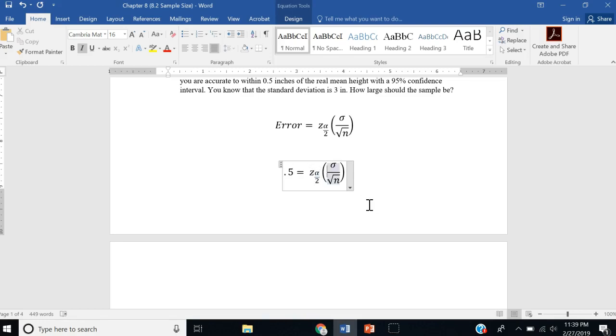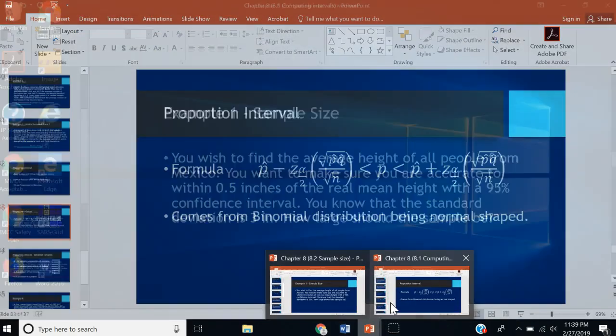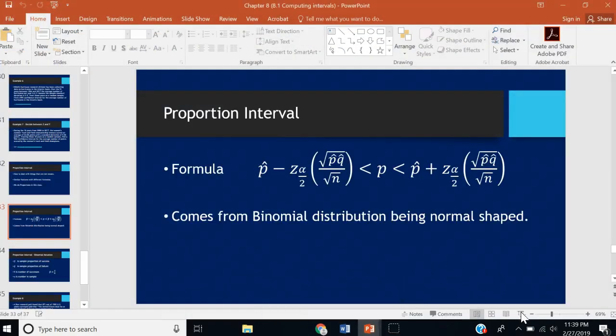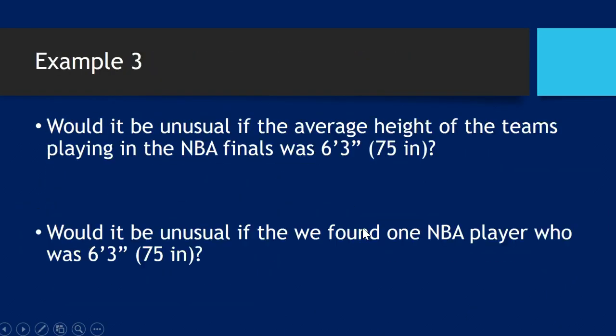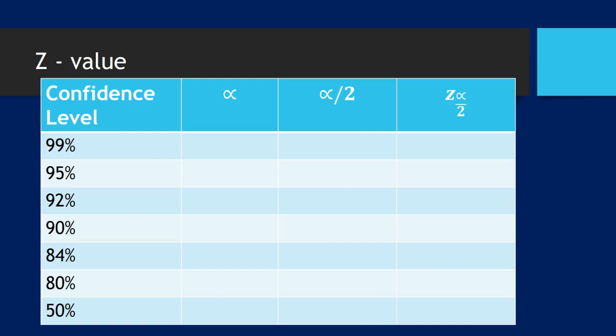It says that my standard deviation is 3 inches. Now here's the hardest part. What is this z of alpha over 2? Well, if you recall back from the previous part of the notes, the previous videos, we actually created a table with all of these z values.